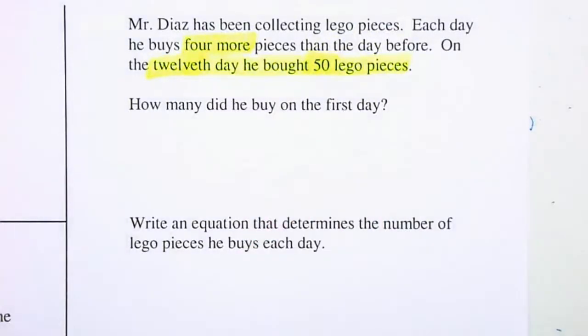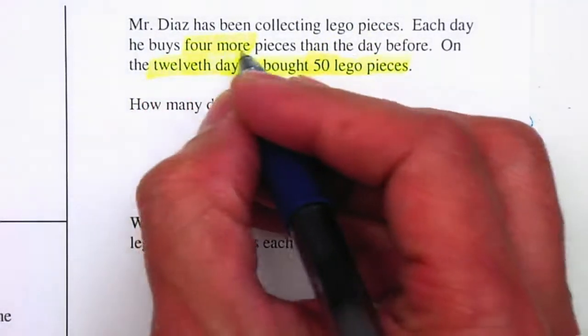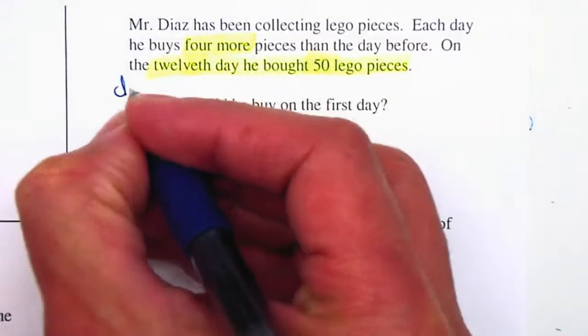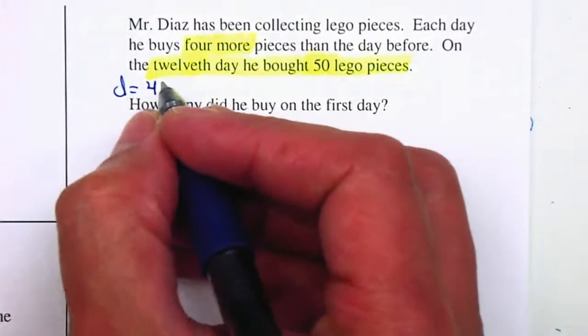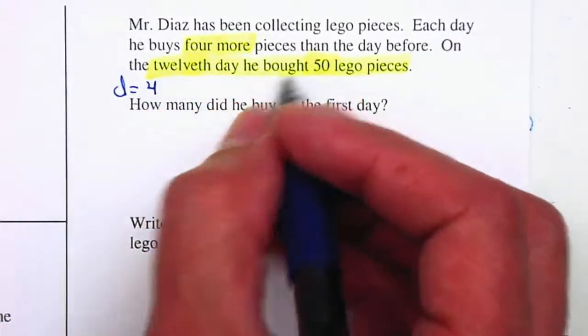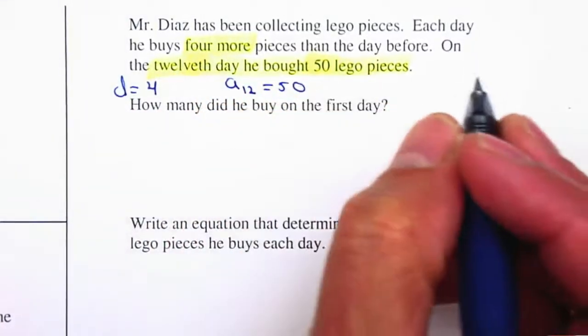So let's go and list the information that they give us. Whenever they say that they bought 4 more each day than the day before, that is going to be your difference. Your difference is going to be 4. That means that you're increasing it by 4 every single day. On the 12th day, he bought 50 Lego pieces. That means that A sub 12 is equal to 50.